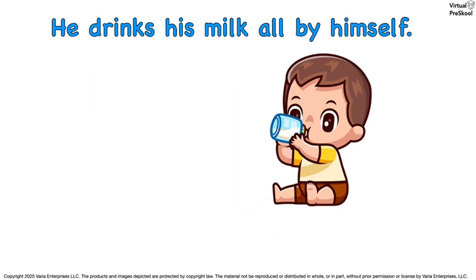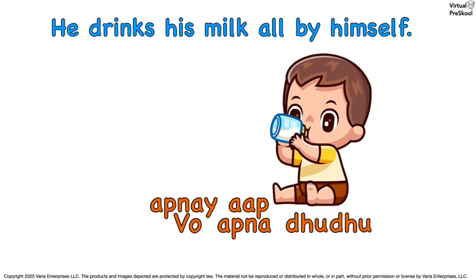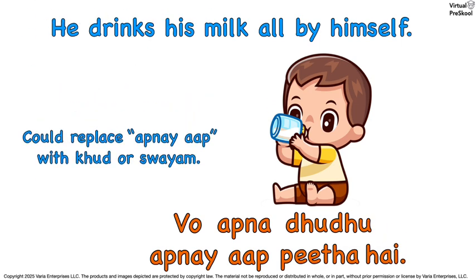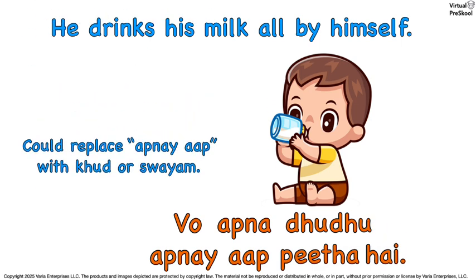Okay, now let's do he drinks his milk all by himself. So how would we say this? वो अपना दूध अपने आप पीता है. Now again, we could also replace अपने आप with खुद or स्वयं. वो अपना दूध खुद पीता है. वो अपना दूध स्वयं पीता है.